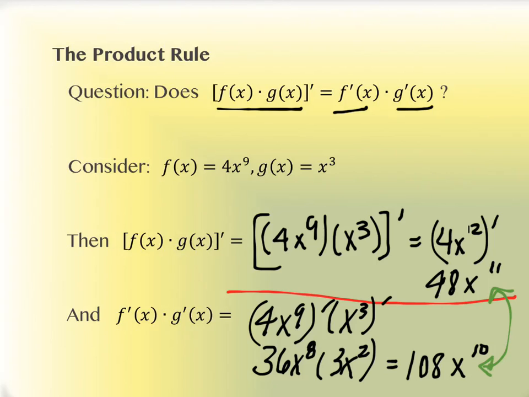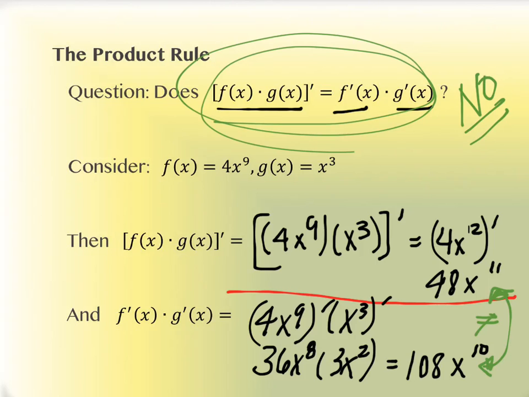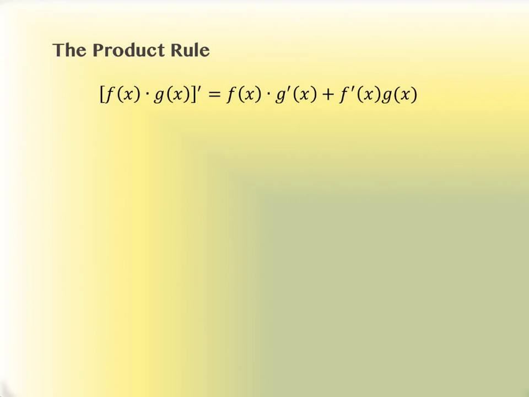And you notice, lo and behold, these are not the same. It doesn't work. Man, I wish it did, because it would make things a lot easier. The answer up here is no. Please, please, please write this down: this does not work. So what in the world is the product rule actually going to work out to be?